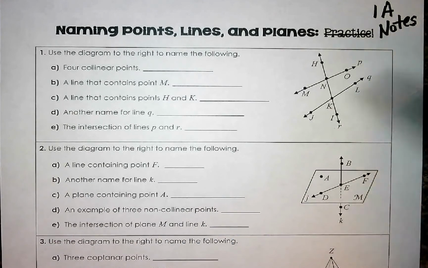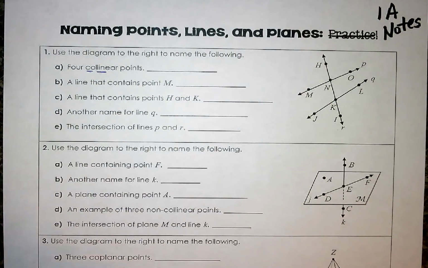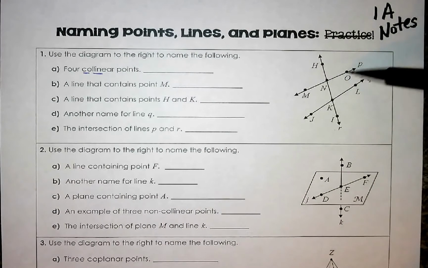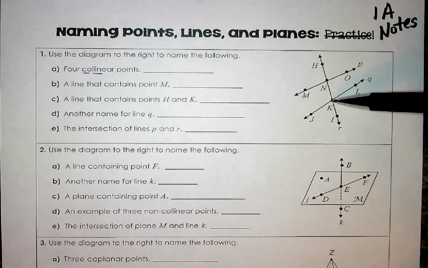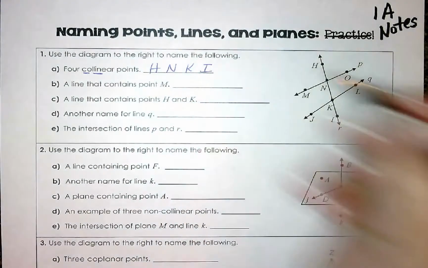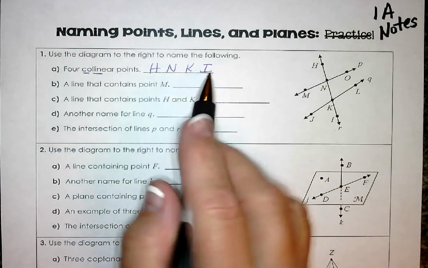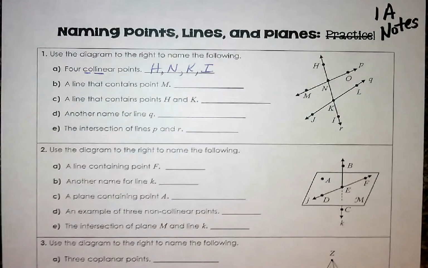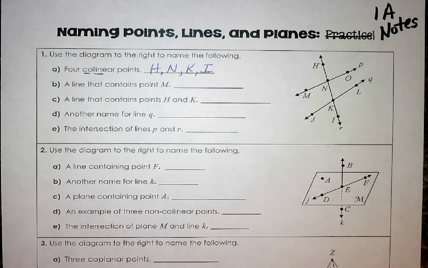So, number 1, A, name 4 collinear points. You've got to find the key words here. Collinear means the same line. If I look over on my picture, there's only one line that has 4 points, and that's this one. Points H, N, K, and I. Notice I'm using capital letters. Those would be 4 collinear points. I should probably put commas between them because they are just capital letters naming points.